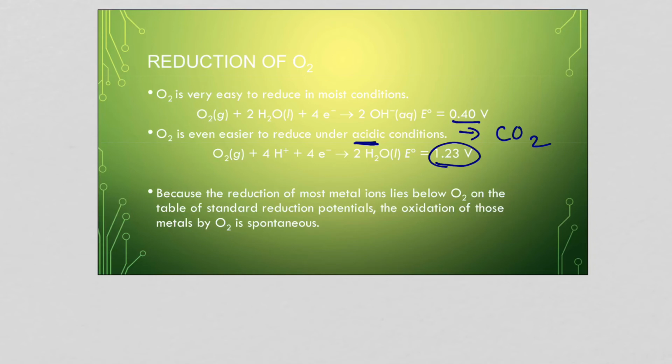And because the reduction of most metals is much harder than this, the oxygen is going to undergo reduction, and the spontaneous version is going to be the oxidation of the metal, with the reduction of the oxygen, instead of the other way around.